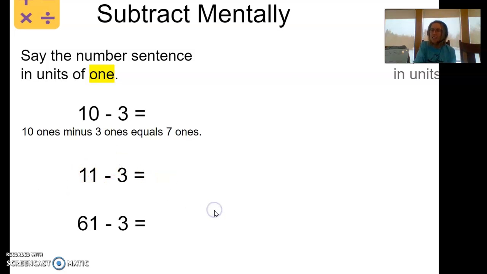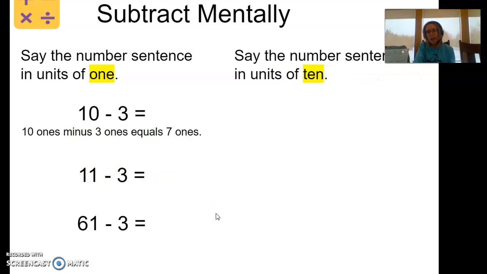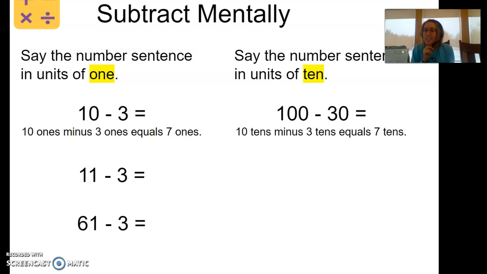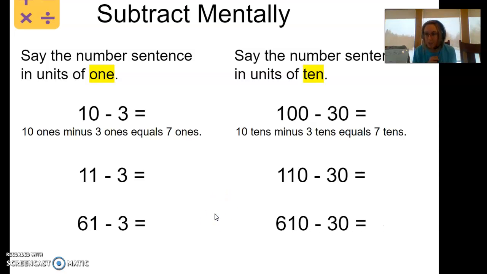Now let's try this same skill in units of 10. So if I have what looks to be 100 minus 30, I would actually say that like 10 tens minus 3 tens equals 7 tens. So let's repeat the process with similar problems. Go ahead and pause the video and answer these two on your own now.